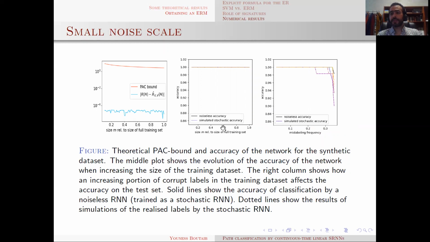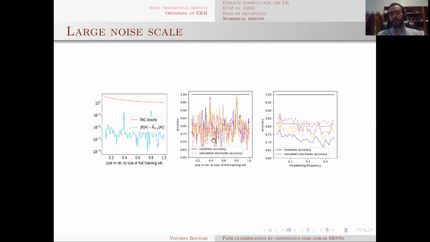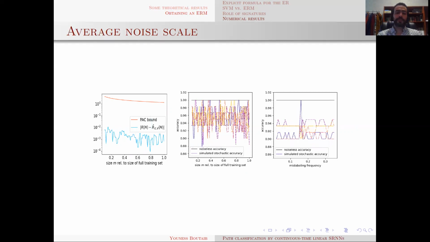The second experiment is merely a training of the network using a larger data set. And we notice that in the small noise scale, we can get a perfect accuracy, 100%. And when we increase the noise scale, the accuracy on average drops, which was something to be expected.